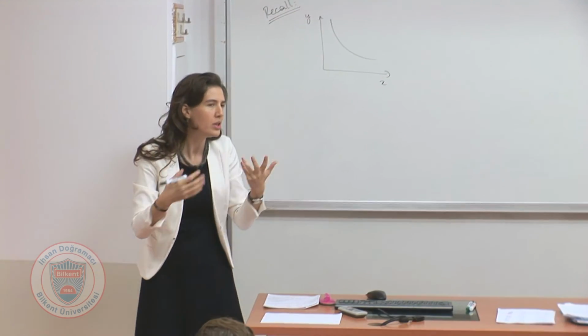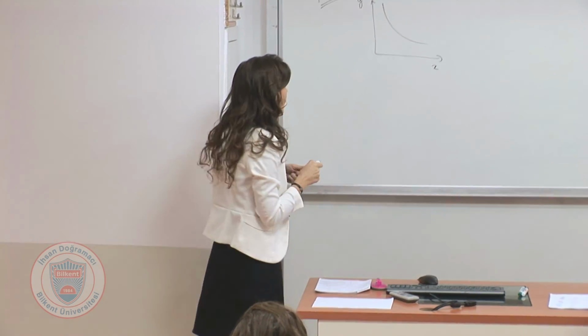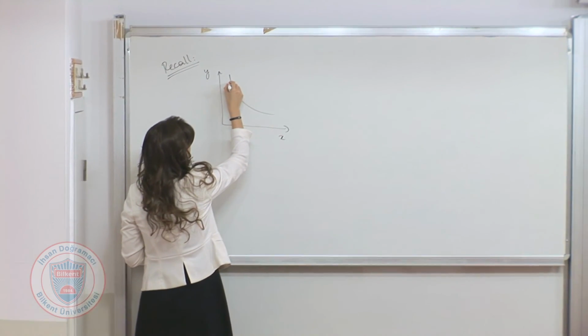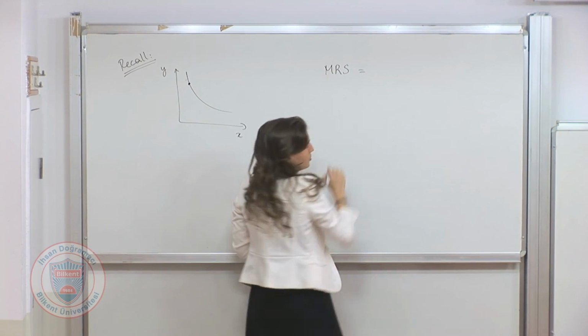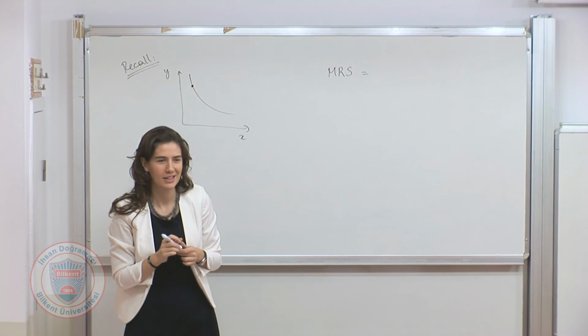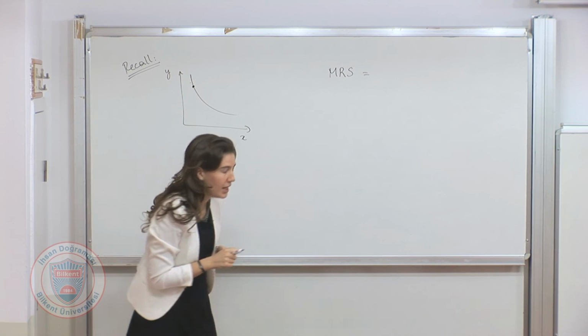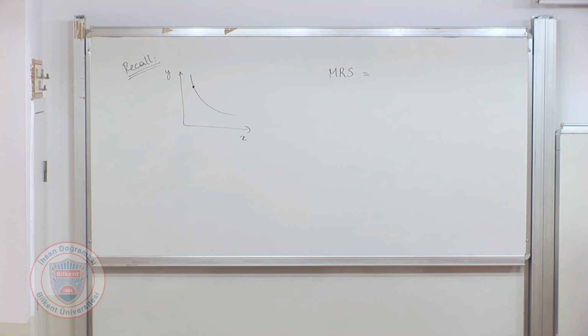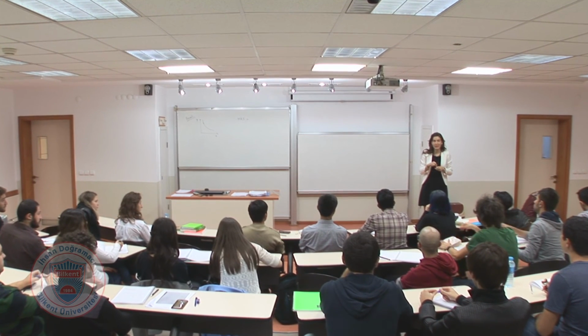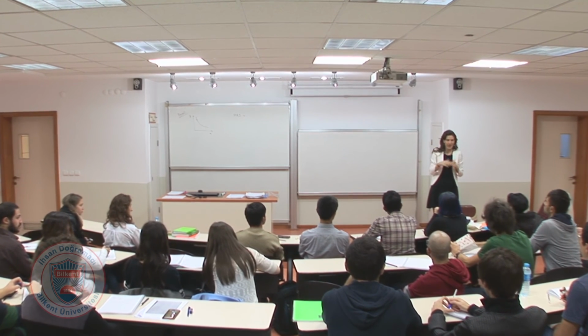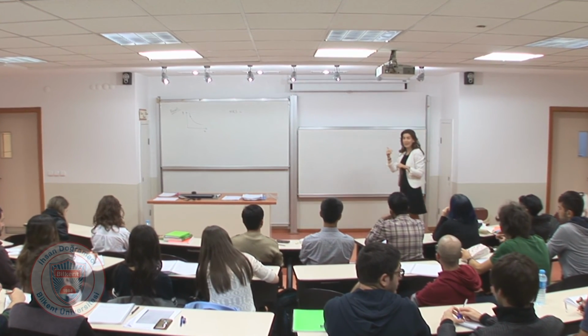We also had other interpretations. Remember, we said that along this indifference curve, what's happening to the marginal rate of substitution? What is the marginal rate of substitution? Exactly, that's the intuitive definition, but in terms of math, what did we say? It was basically the absolute value of the slope of the indifference curve, right?